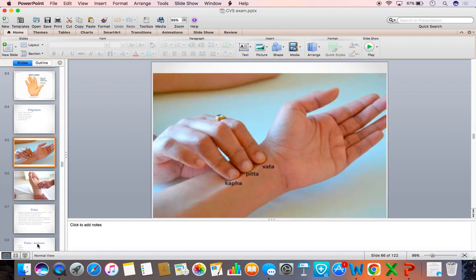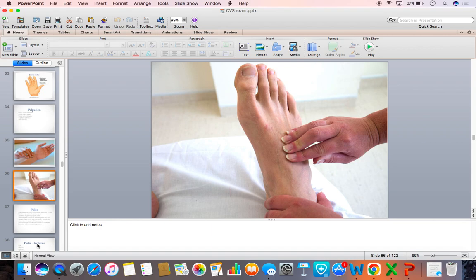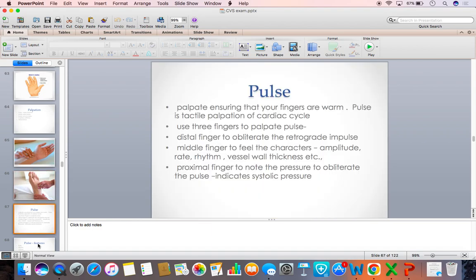This is how the radial pulse is felt at the wrist on the radial side using 3 fingers. This is palpation of the dorsalis pedis artery. Keep your fingers warm before you proceed to palpate for the pulse, because the pulse is the tactile palpation of the cardiac cycle. Blood is pulsatile in the peripheral circulation.